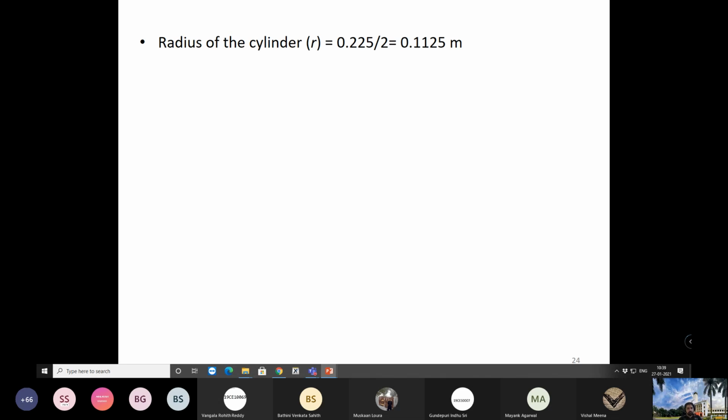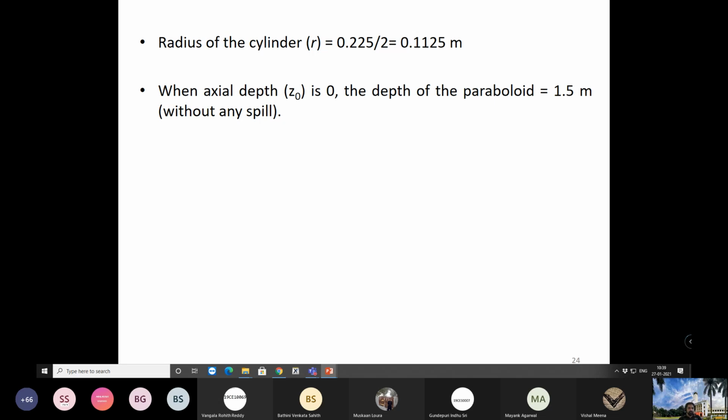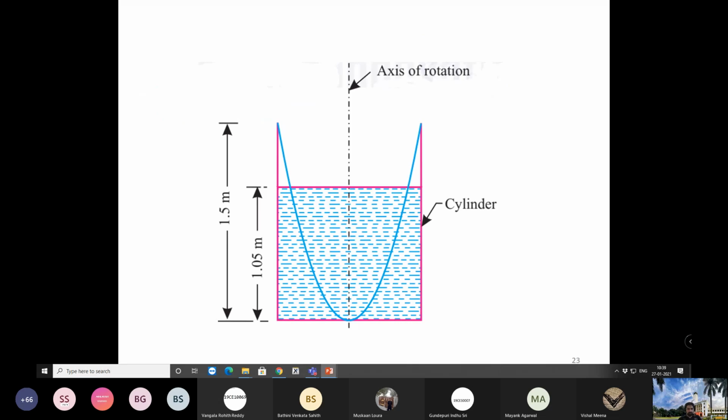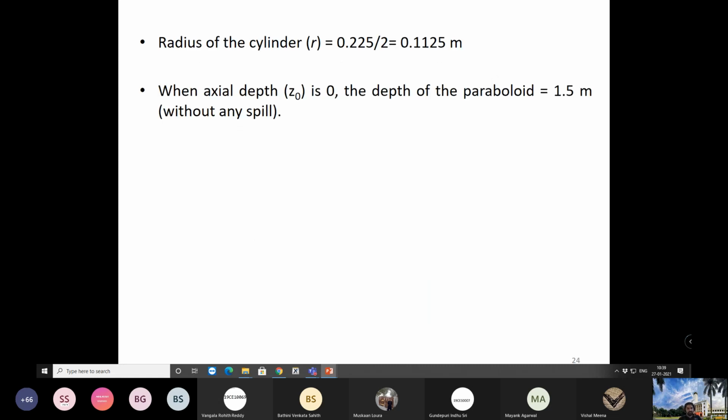Radius of the cylinder is 0.225 by 2, that is 0.1125 meter. When the axial depth Z0 is 0, the depth of the paraboloid is 1.5 meter. You see, it will be completely full. So water will not spill until 1.5 meter.